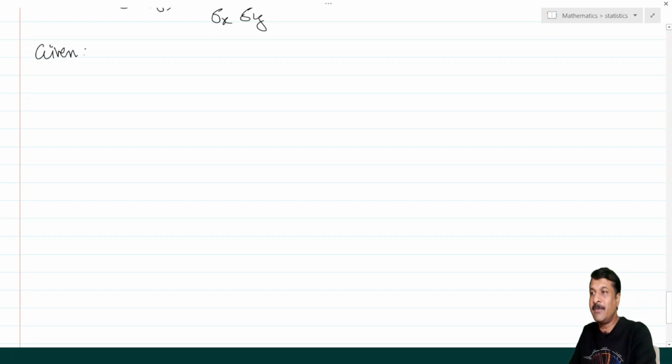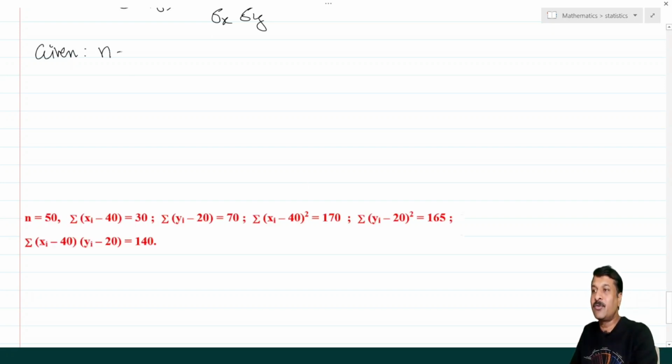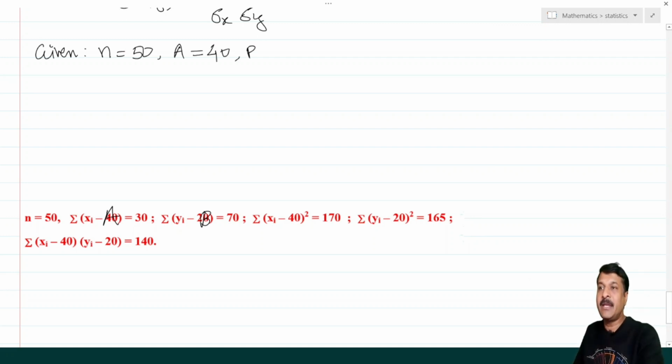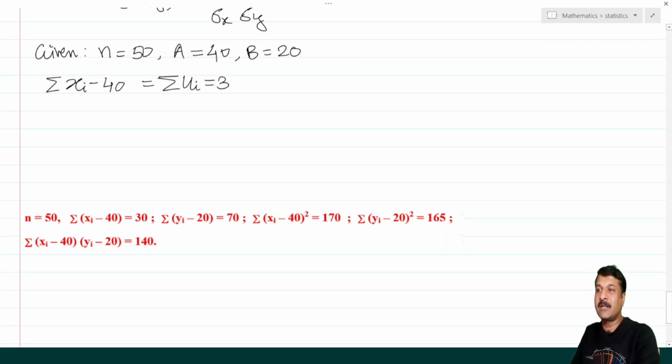So what are the given values? Here n equal to 50. You can decide this is the value of a, this is the value of b. So what is the value of a here? It means an assumed mean, or you can say the working mean. So it is a equal to 40 and b equal to 20. Also, all values you write carefully. By the given value, summation of xi minus 40, what is the meaning of this? xi minus 40 means this is the summation of ui. So that value is 30.